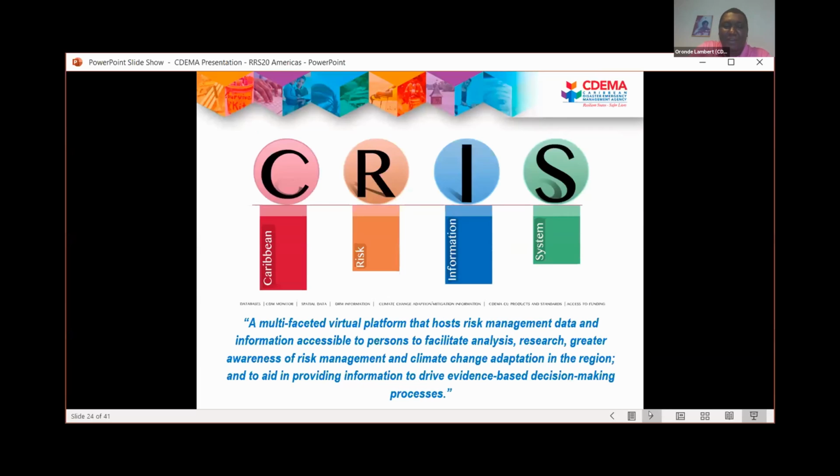We also have a system that ties into all of this called the Caribbean Risk Information System. You may or may not have heard of it, but this is a system that's going to get a lot more use. It is really truly going to allow us to do a lot more evidence-based decision making as we move forward.